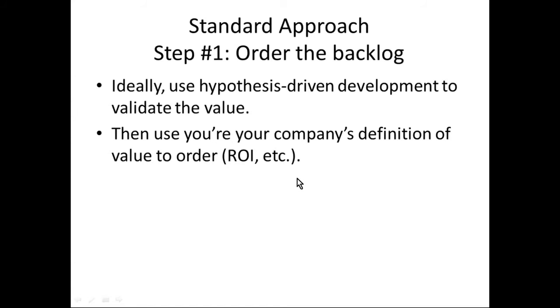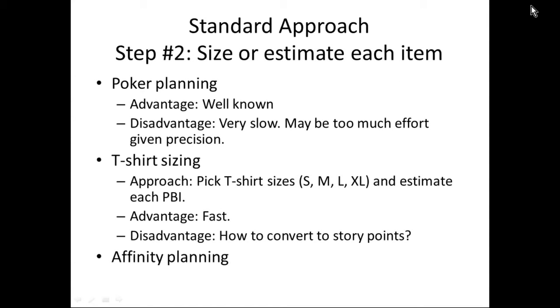Okay, then the second thing you do is that you size or estimate each item. So you have these items on your backlog, and they can be anything, as I said before. They can be epics, they can be stories, they can be features, they can be technical work. So one way to do that is using poker planning. And so basically you give everyone these cards, 1, 2, 3, 5, 8, 13. The product owner discusses the item, and then everyone shows a card.